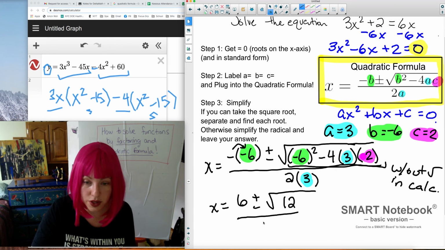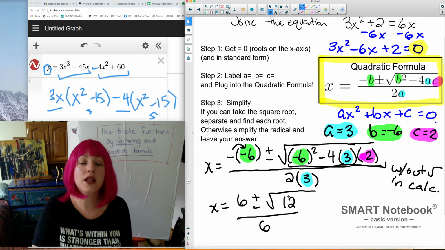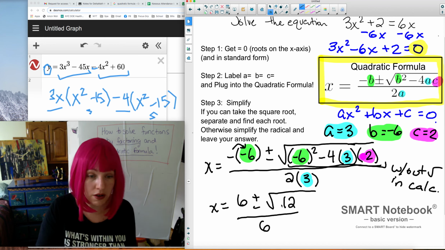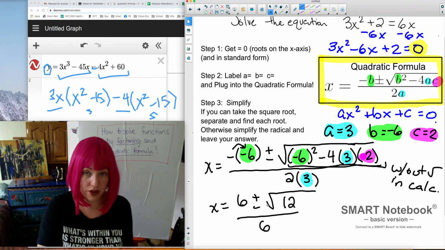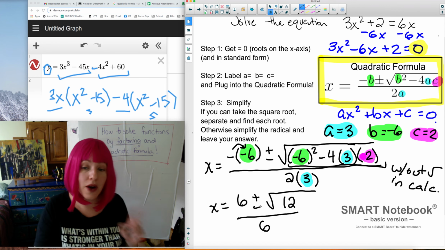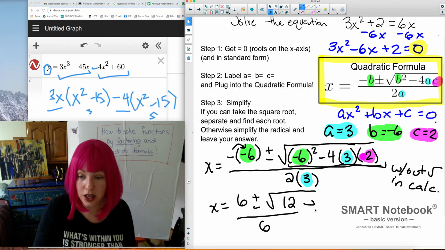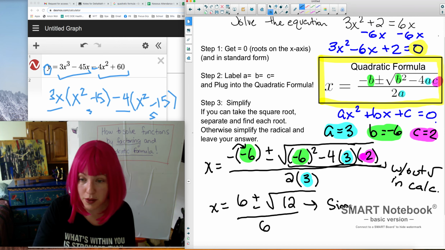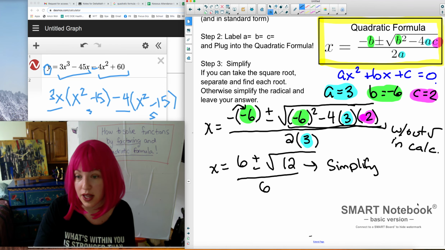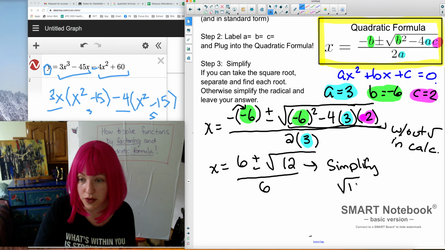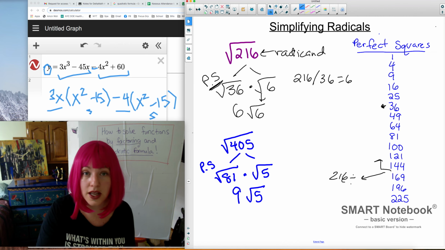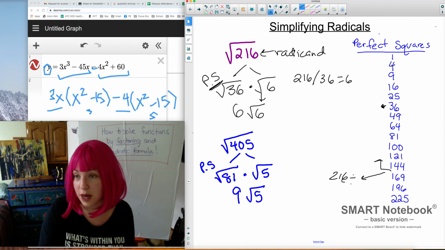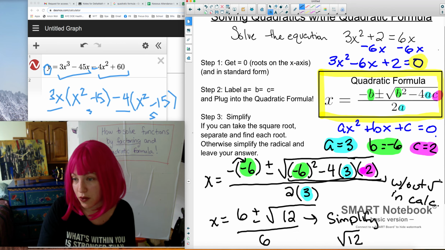And 2 times 3 is 6. Now, square root of 12 is not a perfect square, so I can't take the square root of it. It gives me a decimal. However, I can simplify it. So I want to simplify my radical if I can. Okay, and so the way that we're going to do that is we're going to take my square root 12 and I'm going to say which perfect square divides in. It's got to be one of these small ones. So 9 doesn't work, but 4 does work. So I divide it by 4.